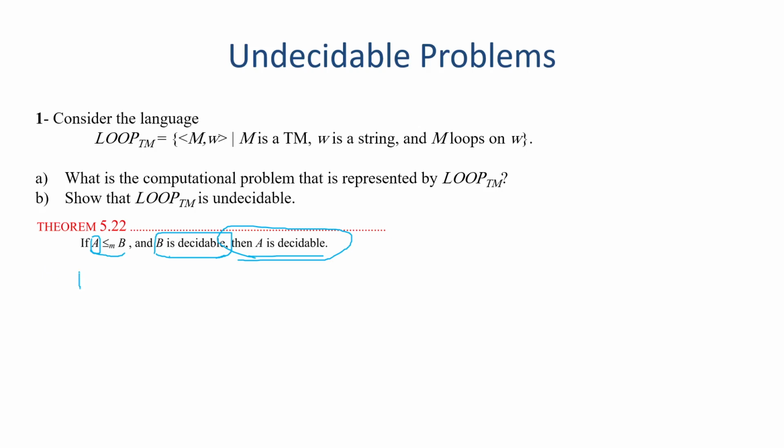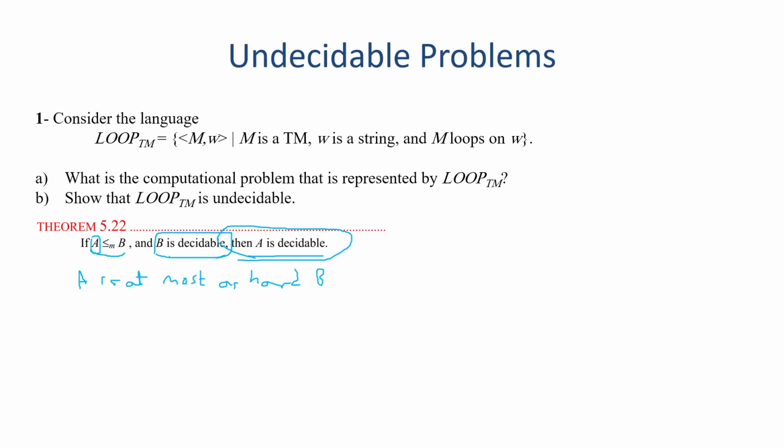In other words, it's as if we're saying A is at most as hard as B. In terms of complexity, if you were able to solve B, you should be able to solve A because A is at most as hard as B. All you need to know is that A is reducible to B and that B is decidable.